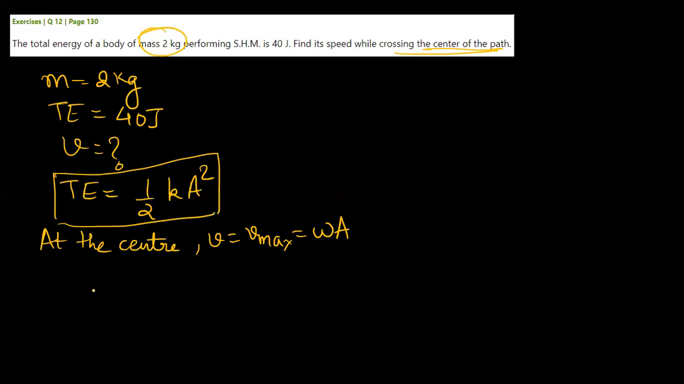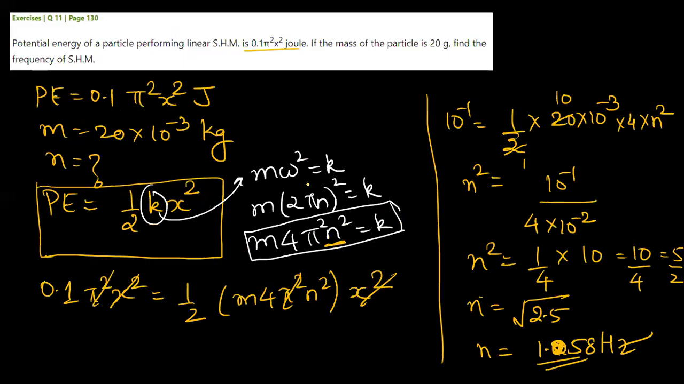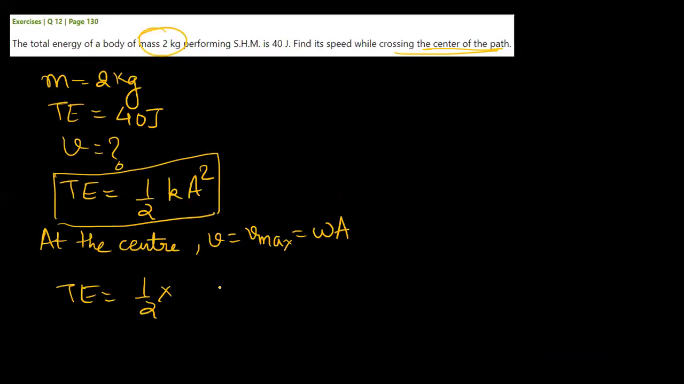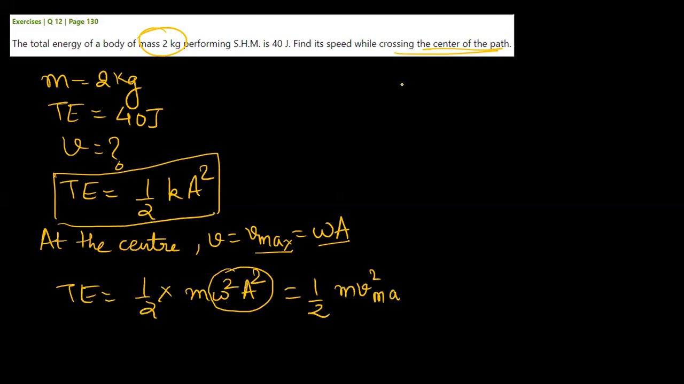So I can write total energy will be equal to half into, as we have done before, k equal to m omega square. So this will be m omega square a square. I've opened the k value, and if you see here, that is omega square into a square. As I told, v max is omega a, right? So omega square a square will be equal to v square max. So I can rewrite this as half m v square max, right? Now just rearrange, we need v max.